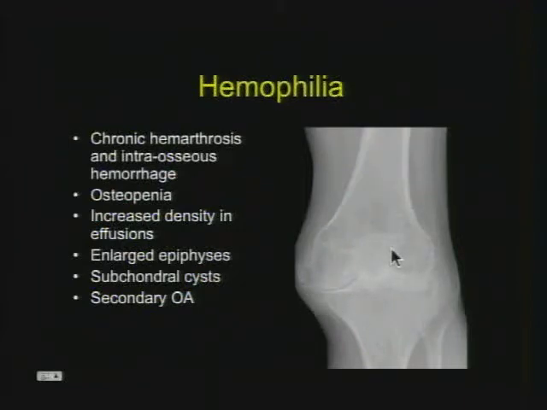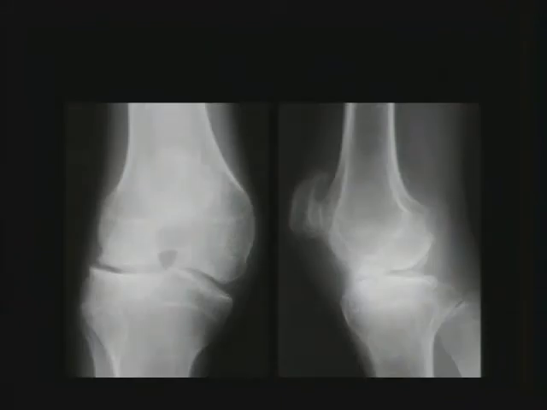Sometimes the effusions will be dense because you have the iron deposition, and cysts are also very common. We do see degenerative change, and it's often sporadic and not symmetric. And I've seen people just get a knee replacement on one side and the other knee looks gorgeous. What are some other features?